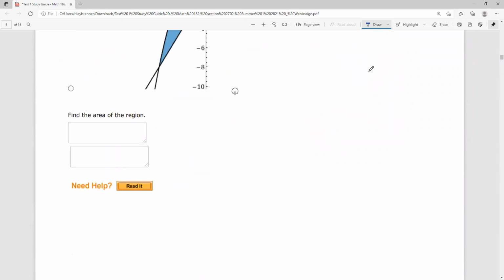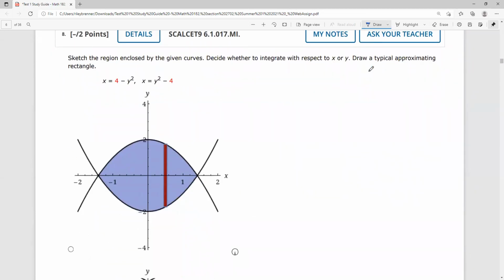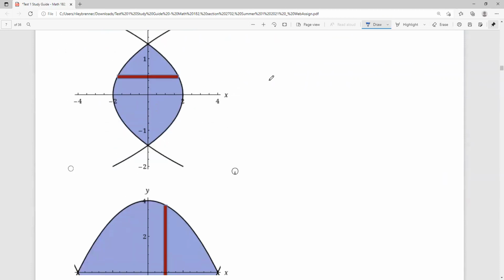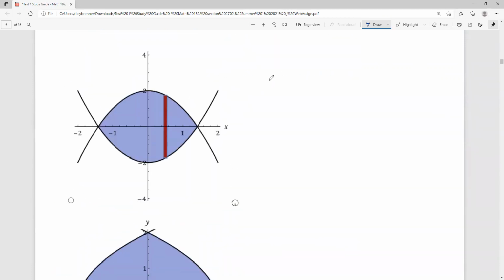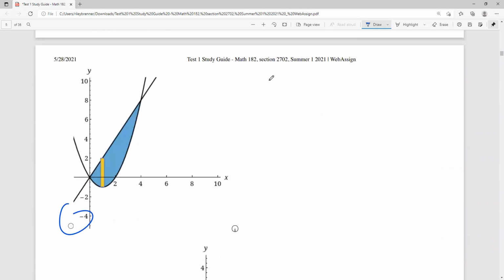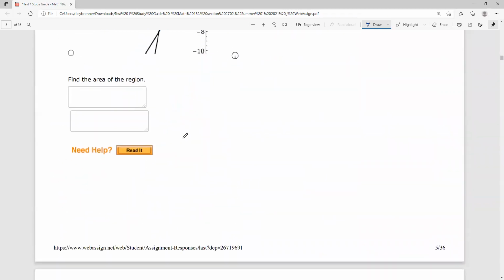Let's go ahead and move on. Question 8. So again, sketching the region. Same deal. So we got x is equal to 4 minus y squared, and x is equal to y squared minus 4. So this is testing if you understand how to graph this. Oh, does it say to find the area? Oh, I see it. Okay, I'll go back. We'll go ahead and do that first. So it says, find right here. Find the area of the region.